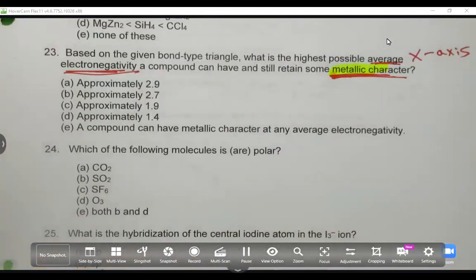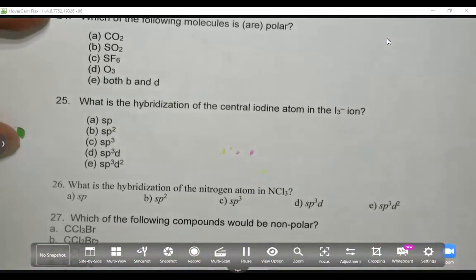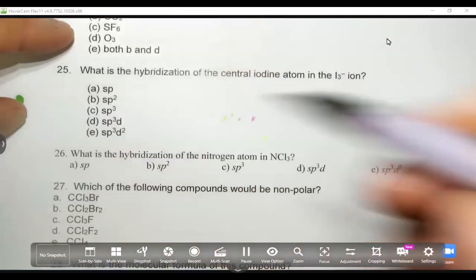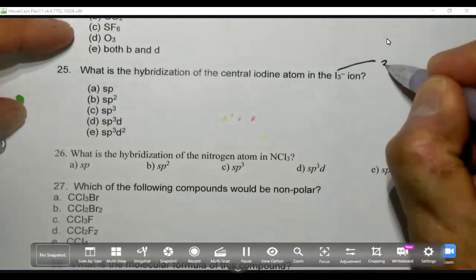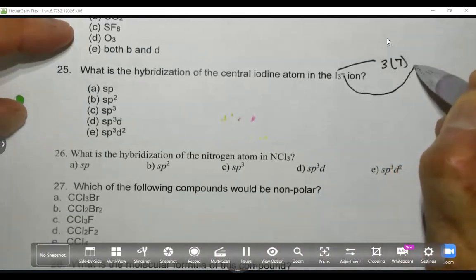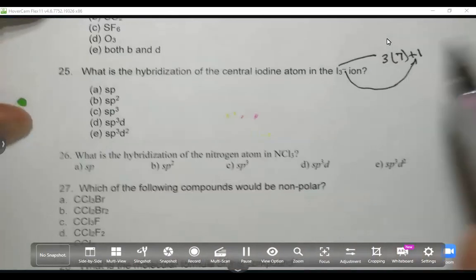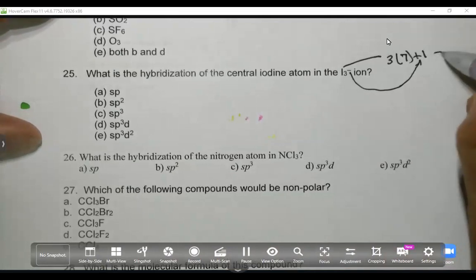We got here, 25. Okay, it's 25. What is the hybridization of the central atom? I thought we drew this out somewhere, but let's do this. The valence electrons is going to be 3 times 7, and this is going to be +1 due to the negative ion charge. Iodine's in group 17. So we're going to end up with 22 valence electrons.